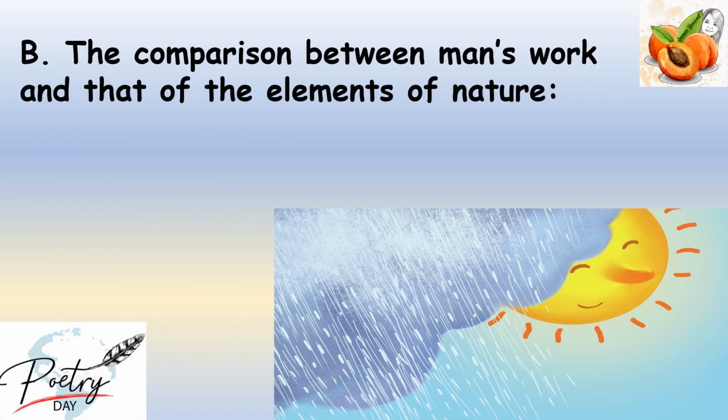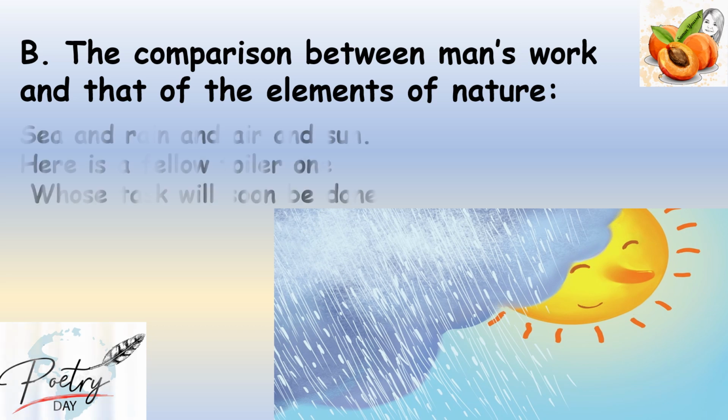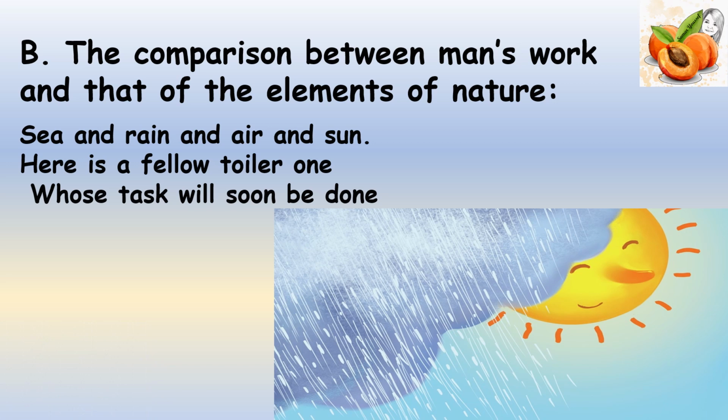B. The comparison between man's work and that of the elements of nature. Sea and rain and air and sun, here's a fellow toiler one, whose task will soon be done.